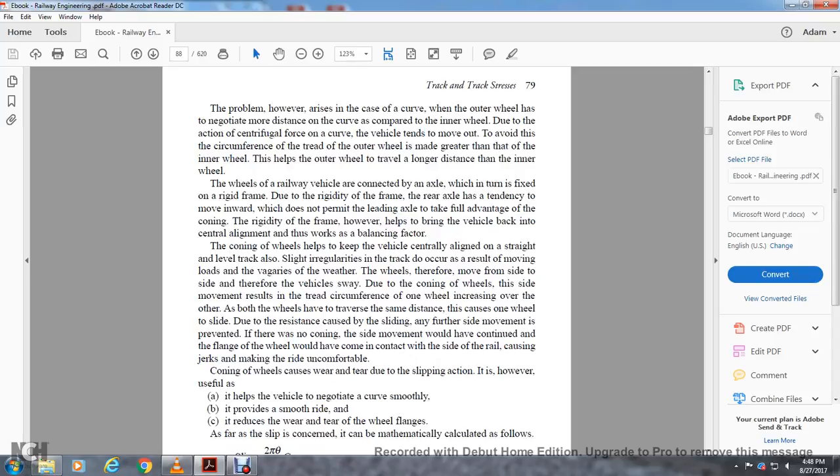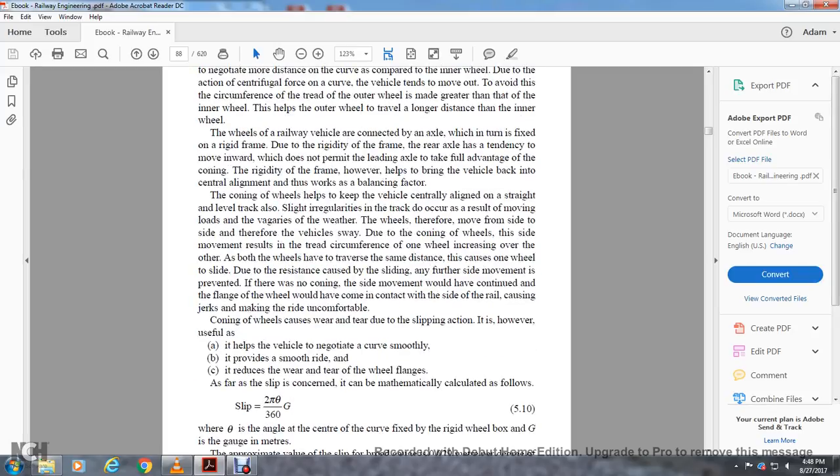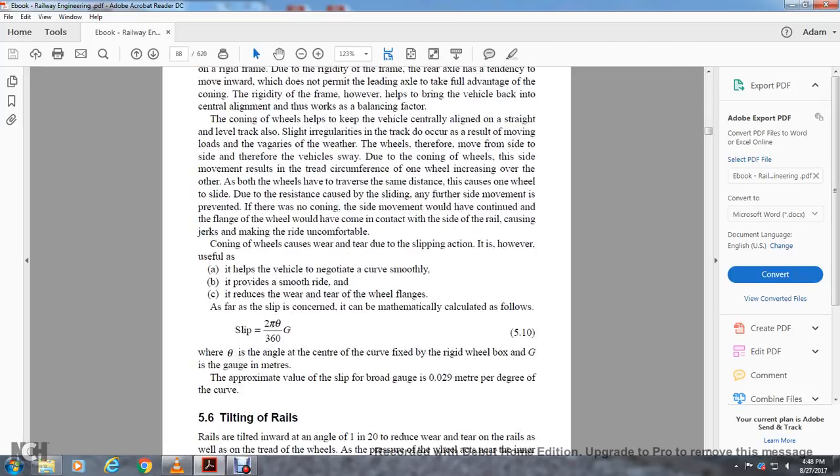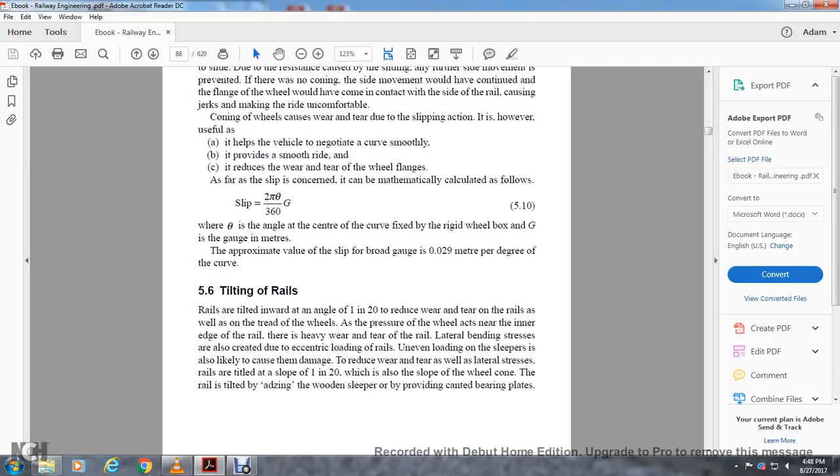Coning of the wheels causes even wear and tear of the tread. However useful, it helps the vehicle to negotiate curves smoothly, provides a smooth ride, and reduces wear and tear of the wheel flanges. As far as slip is concerned, the mathematically calculated slip is equal to 2 pi over 360 times theta times G, where theta is the angle at the center of the curve subtended by the rigid wheel base, and G is the gauge in meters. The approximate value of the slip for broad gauge is 0.029 meter per degree of curve.